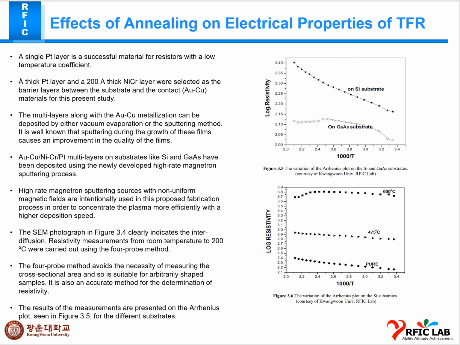This slide is about the effect of annealing on the electrical properties of TFR. A single layer Pt layer is a successful resistor material with low temperature coefficient. Au, Cu, NiCr, Pt multilayers on substrates like Si and GaAs have been deposited using a newly developed high-rate magnetron sputtering process.